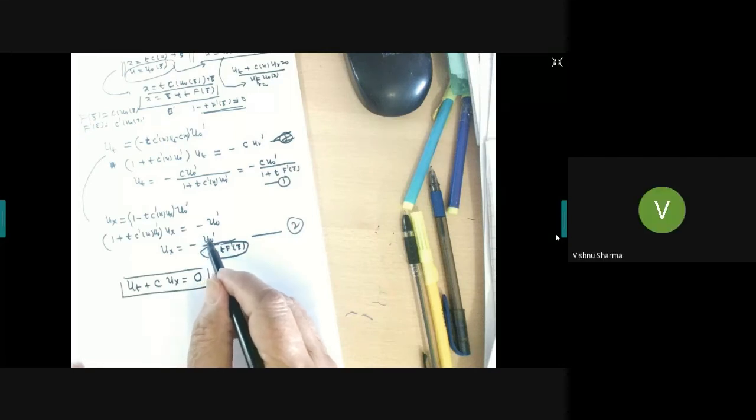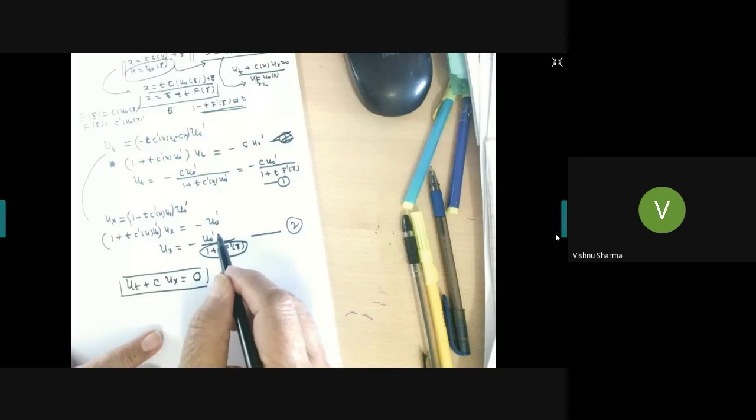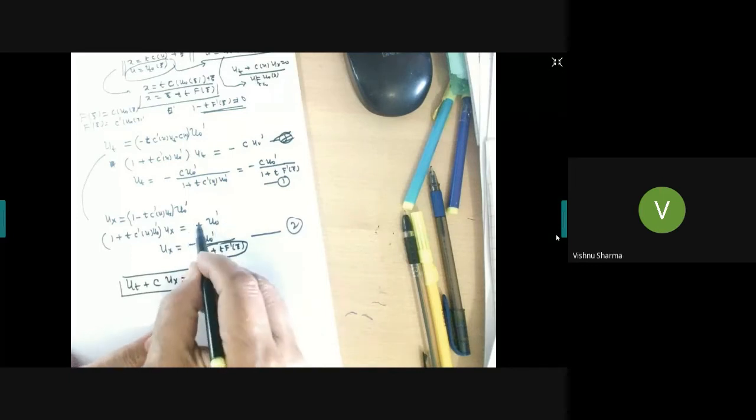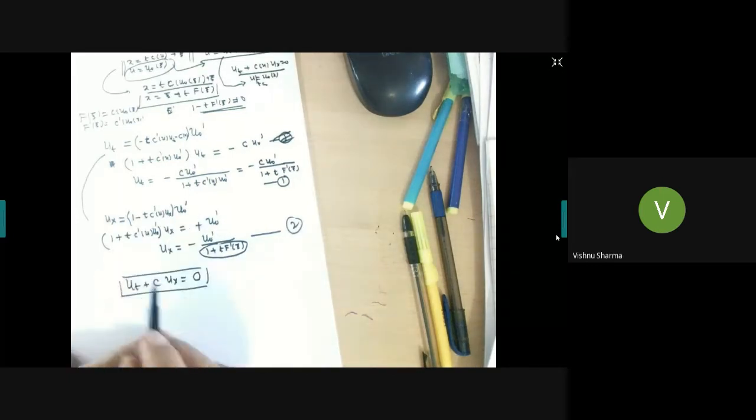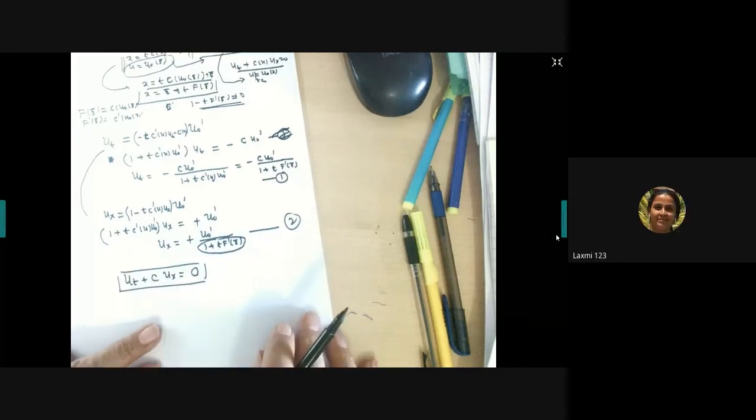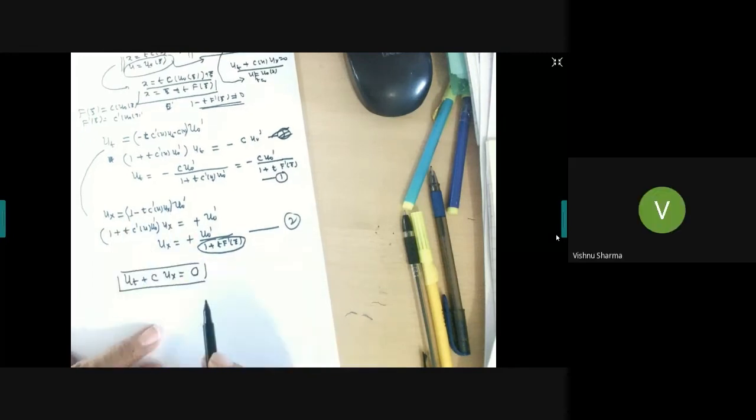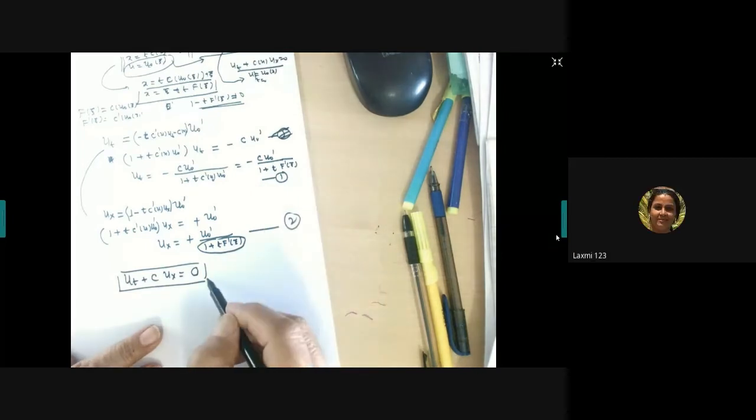Minus sign. No, some mistake is there. So see, where is the mistake? Here should be plus. This is u naught dash. Is it clear? Yes, sir. Now it's clear.